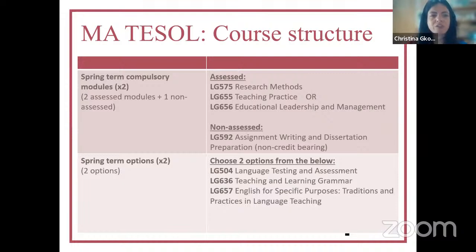The structure is pretty much the same as the autumn term, but the focus and content of the modules changes here. In terms of the compulsory and assessed modules in the spring term, we have research methods, LG575, and this is a module that all MA students in the department actually take. So it's for everybody, irrespective of what MA program they are on.